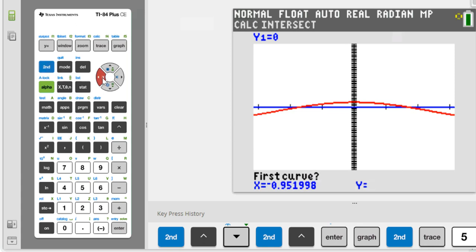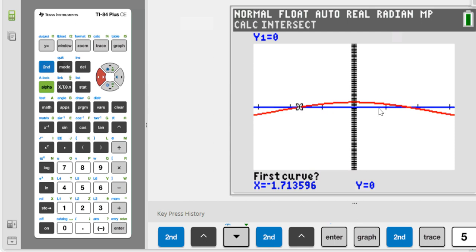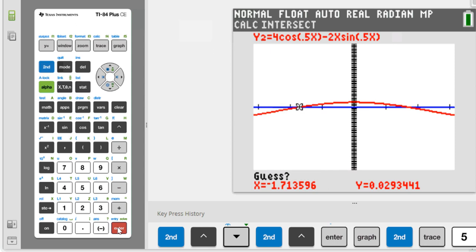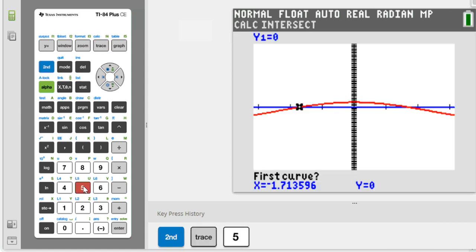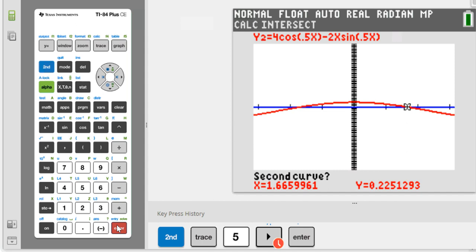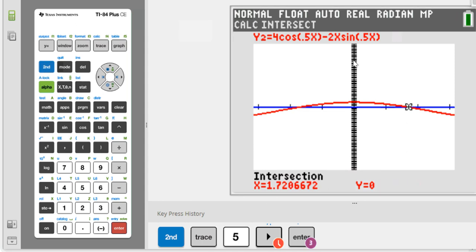And let's move our cursor approximately where it is. Right now I'm on the blue curve, which is the straight line. Enter, it switches it. So I'm going to do both of them. I'm going to find each of these points of intersection. So I have one point of intersection at negative 1.72. Then I want my second point of intersection, same thing. Calculate intersect. Now I'll move my cursor closer to the other one. Enter, enter, enter, and I get my other one. They just so happen to be symmetrical about the y-axis.